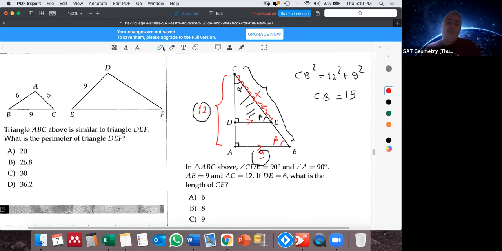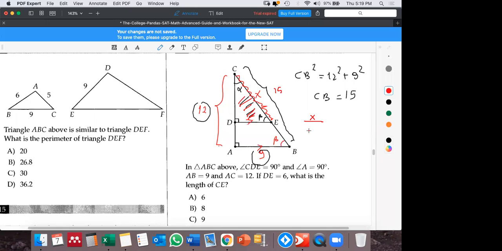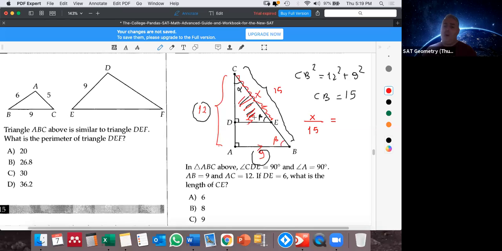Okay, and then I can finish the question. Why can I finish the question? In the small triangle, guys, the opposite of 90 degrees is x. In the big triangle, what is opposite of 90 degrees? CB. So 15.